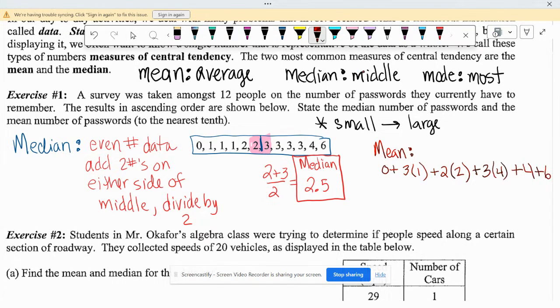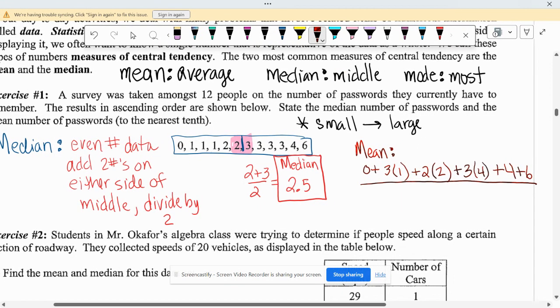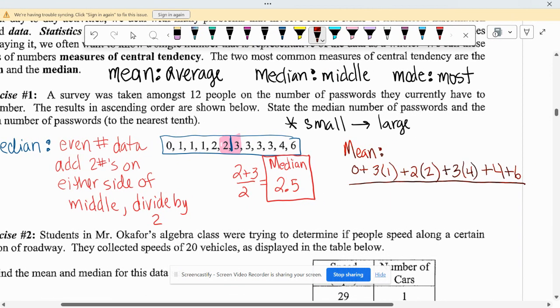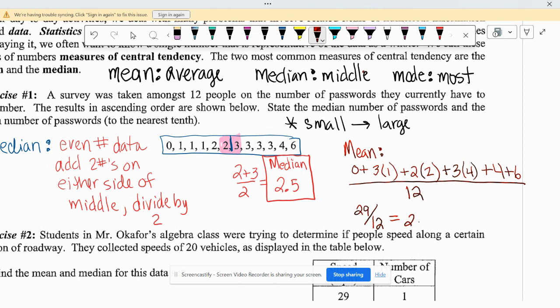And I'm dividing all of that by what number? How many data points do we have, or how many people did we survey? We surveyed 12 people. Well, when I add all of those up, I got 29. So 29 divided by 12 equals 2.416. So this is my mean.